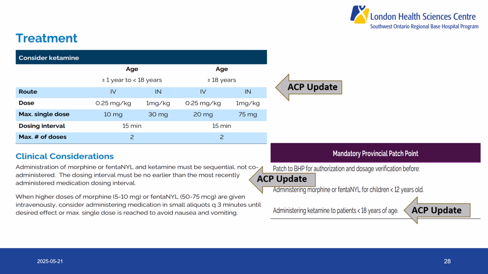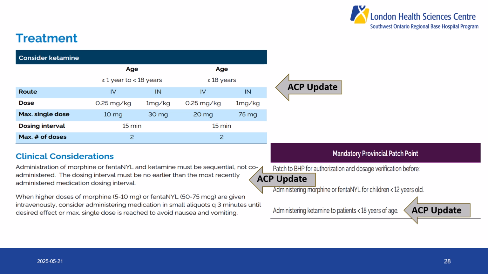For those greater than or equal to the age of 18 years, please see within the treatment chart the appropriate dosing for both IV and intranasal administration. Again, we see dosing interval as being 15 minutes with a max number of 2 doses. Soft reminder, there is a mandatory patch point for when we are considering ketamine in those patients less than 18 years of age. This will allow communication between the paramedic and the physician regarding specific dosing for this sensitive patient population. Please note that this is a higher age for the mandatory patch point required for fentanyl and morphine, which is 12 years.